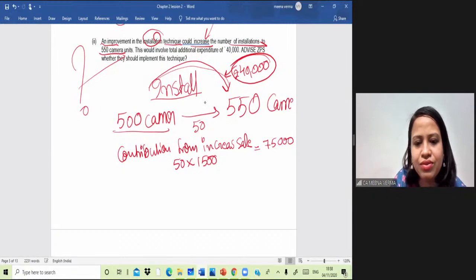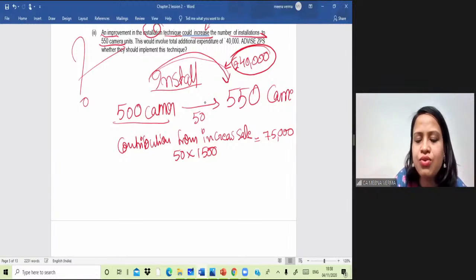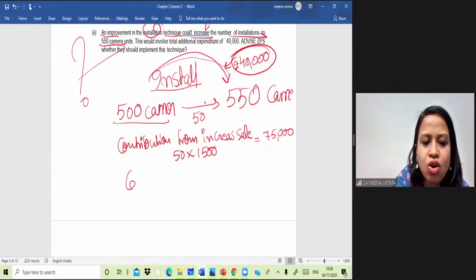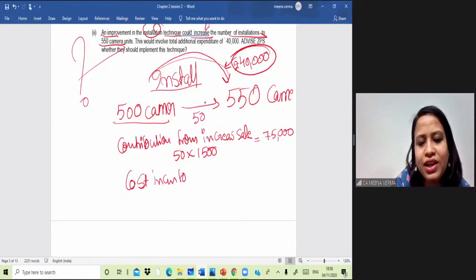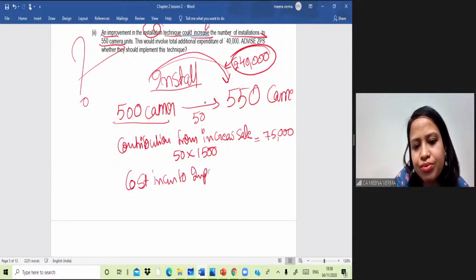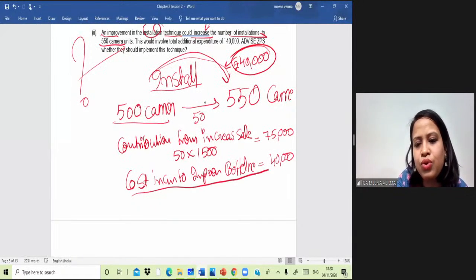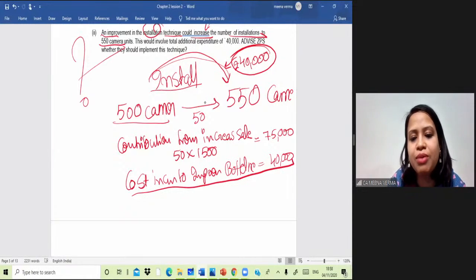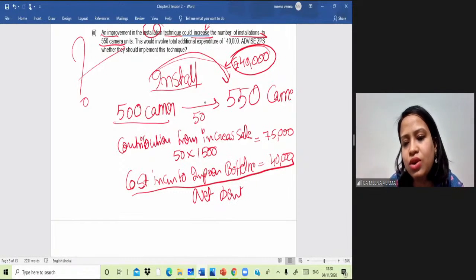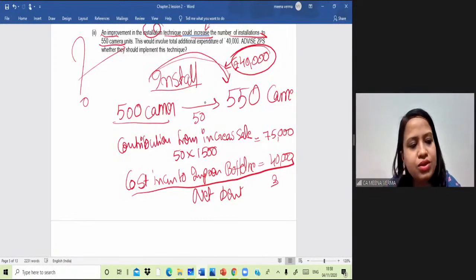I think this is 75,000. Okay, the contribution from the increased sale is this, and the cost incurred to improve the bottleneck activity is 40,000. So now the net benefit for the company is what? 35.